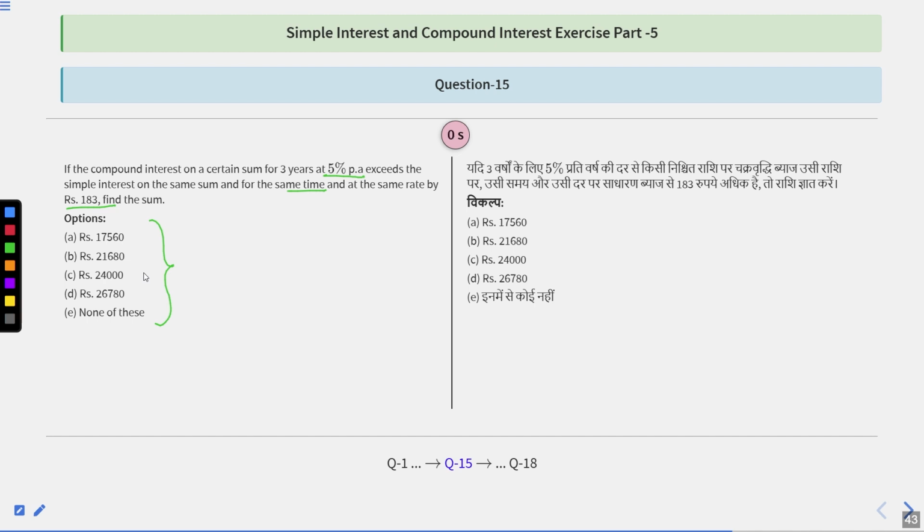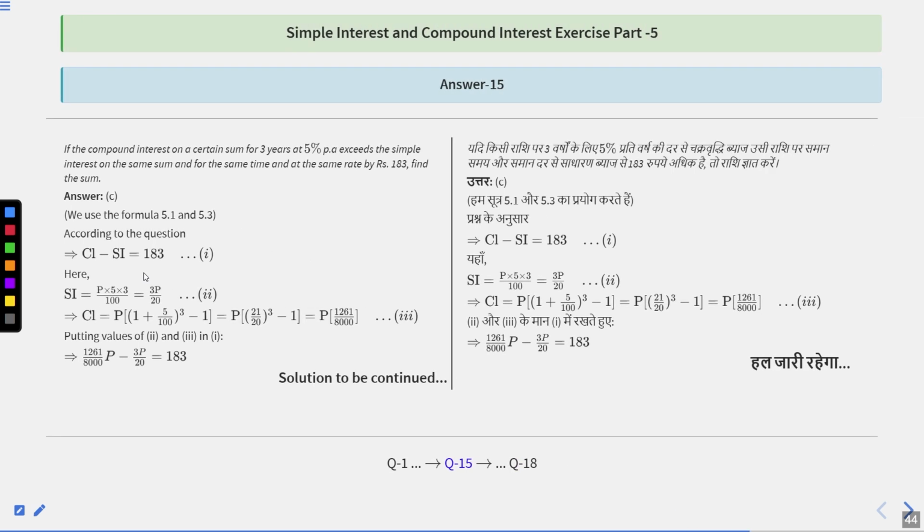Now time's up. Let's see the solution. According to the question, the difference between compound interest and simple interest for 3 years is 183 rupees. Clear? So simple interest for 3 years equals P into R into T upon 100. So P multiplied by 5 multiplied by 3 upon 100 becomes 3P by 20.